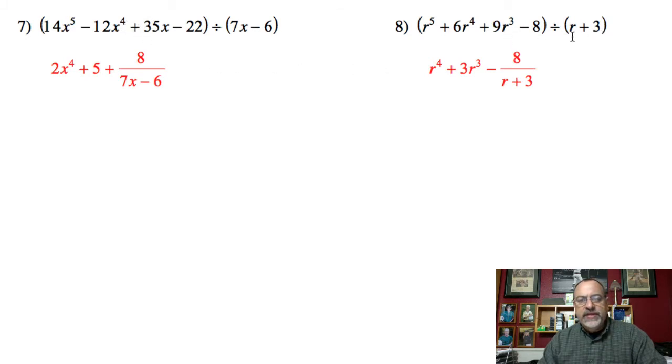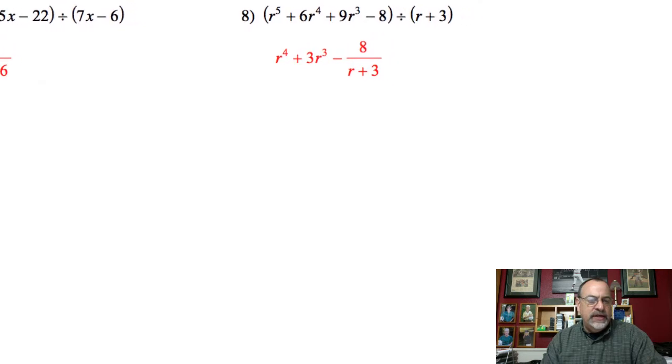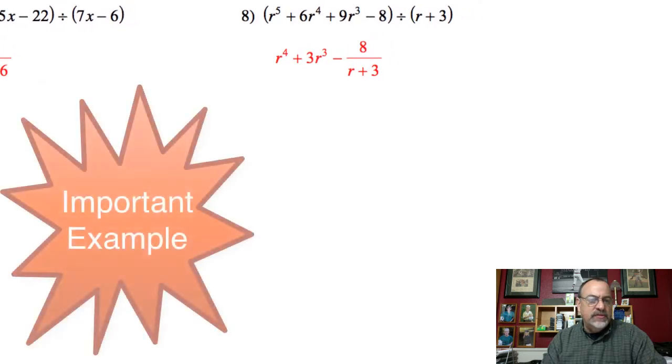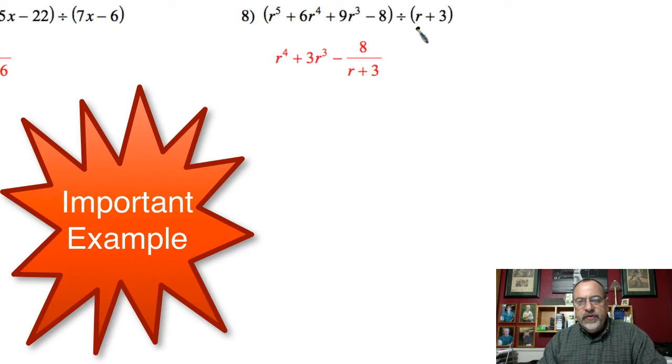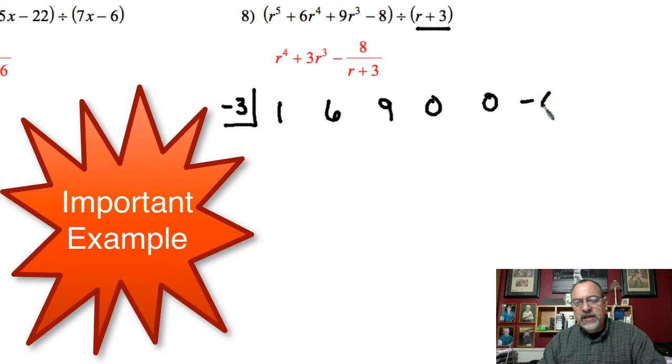Going over to number 8, now this is in the form of x minus a, so I can use synthetic division for this one. So this is in that form, so what makes that 0 is a negative 3, so I'm going to use negative 3. My dividend polynomial is in standard form, so I can use it, but I notice that there are some missing exponents here, so I need to remember to use placeholders. So I have an r to the 5th, r to the 4th, 9r cubed. I don't have an r squared, I don't have an r, and then I have my constant.